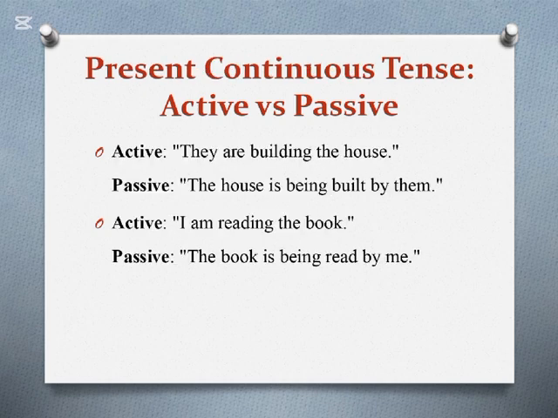Present continuous tense, active versus passive. Active: They are building the house. Passive: The house is being built by them. Active: I am reading the book. Passive: The book is being read by me.